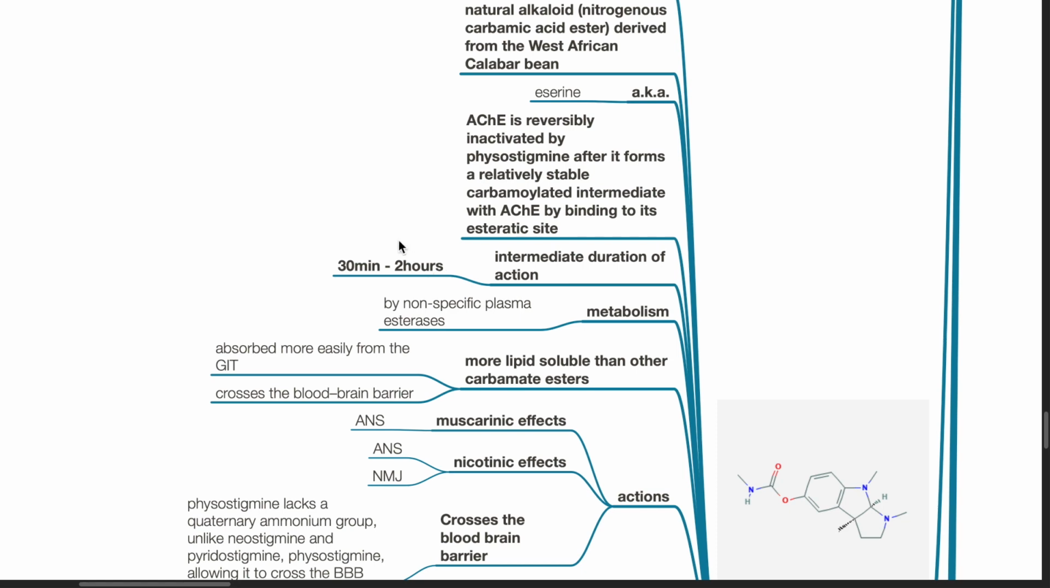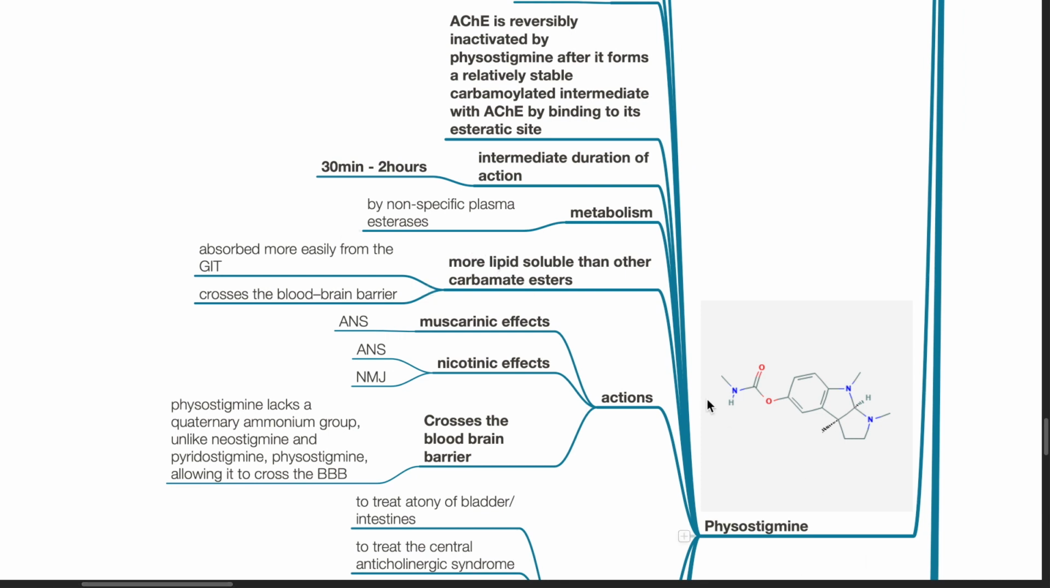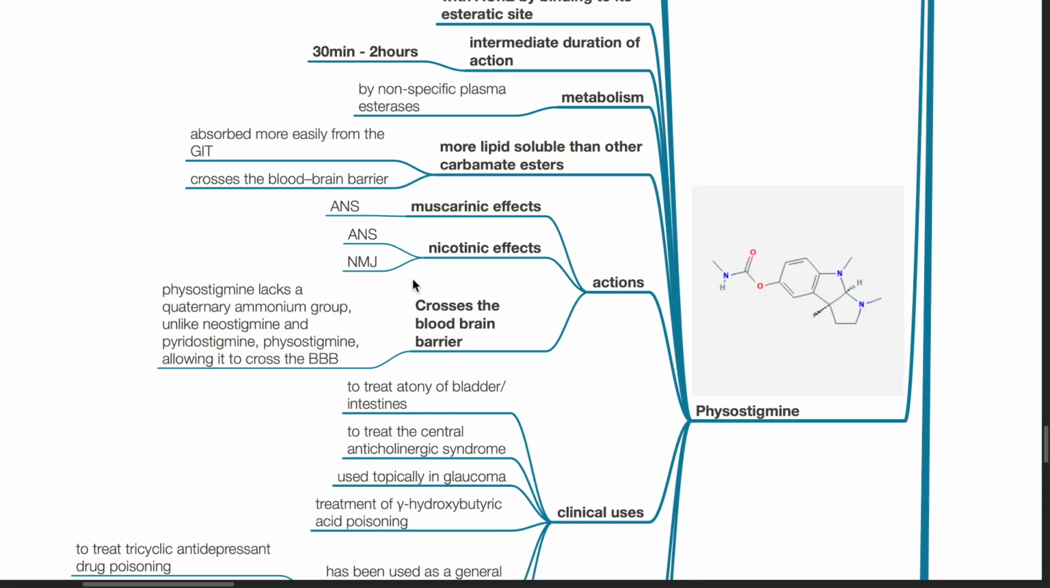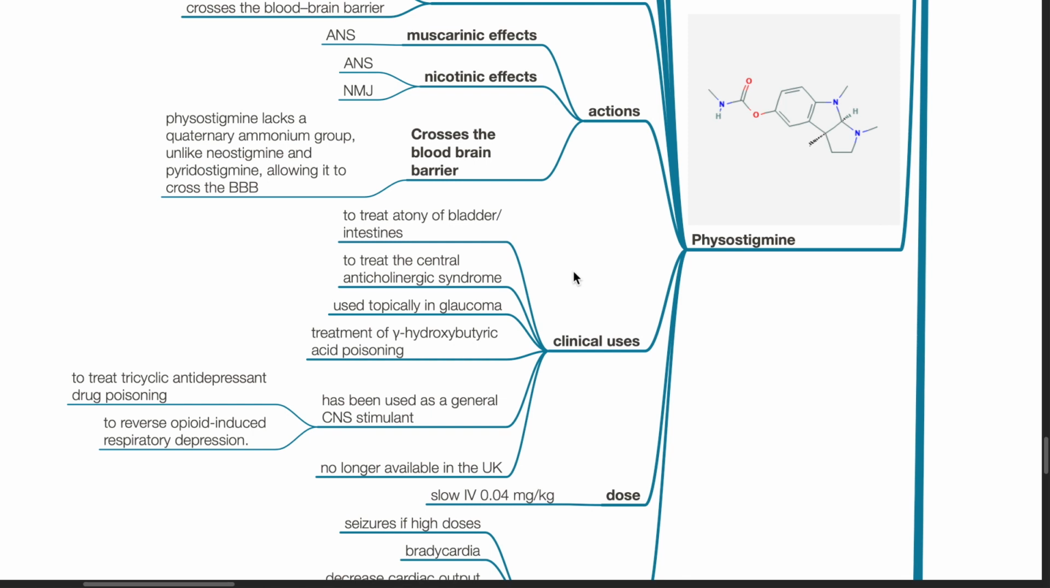It is metabolized by non-specific plasma esterases. Physostigmine is more lipid-soluble than other carbamate esters, and it is absorbed more easily from the GI tract and crosses the blood-brain barrier. Actions of physostigmine include muscarinic effects at the autonomic nervous system, nicotinic effects at the autonomic nervous system and neuromuscular junction. Physostigmine lacks a quaternary ammonium group unlike neostigmine and pyridostigmine, allowing it to cross the blood-brain barrier. Clinical uses of physostigmine include to treat atony of bladder and intestines, to treat central anticholinergic syndrome.